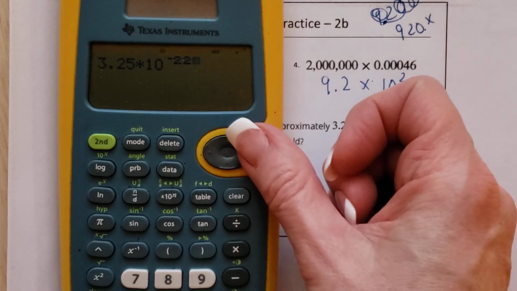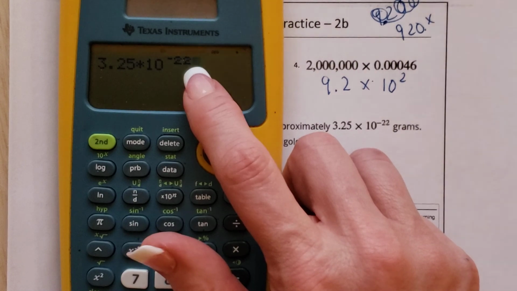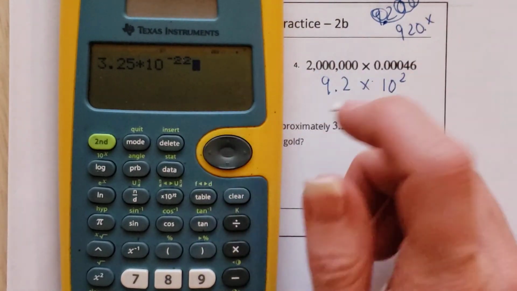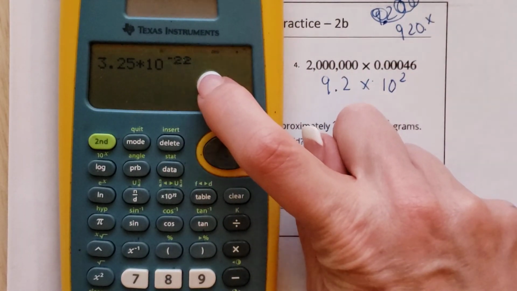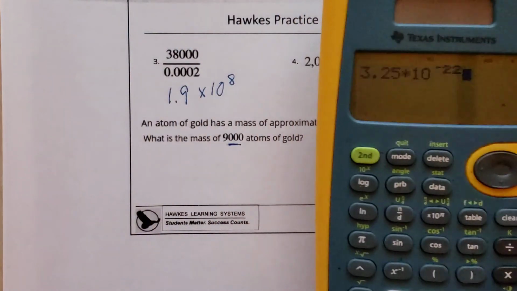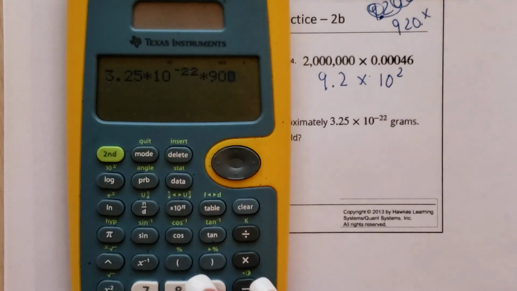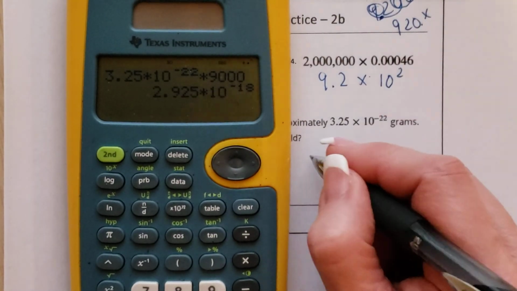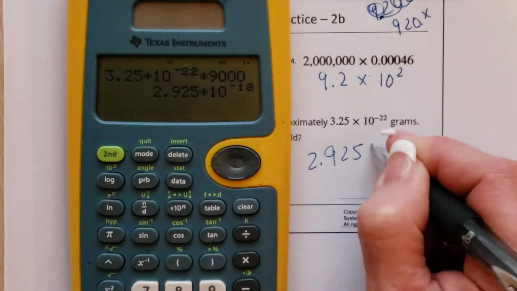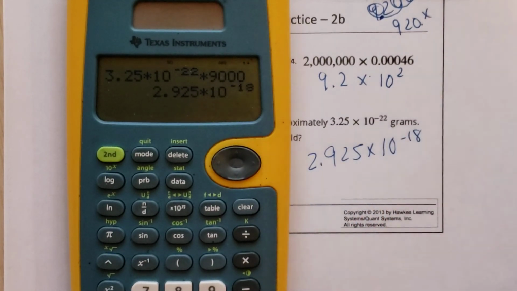Now don't forget to right arrow, to see my cursor's up here in the exponent. I need it down, a big cursor. And then I'm going to multiply it times 9,000. And my calculator gives me the answer because it's awesome: 2.925 times 10 to the negative 18.